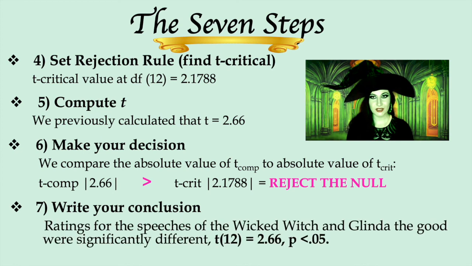After we make our decision, we write our conclusion. In this case, it would be that the ratings for the speeches of the Wicked Witch and Glinda the Good were significantly different. Comma, t with the degrees of freedom. In this case, we had 12 degrees of freedom. That's going to be equal to your t computed value of 2.66. And you're going to put a comma, p less than 0.05 because you've rejected the null. Remember, if you fail to reject the null, then p becomes greater than 0.05.